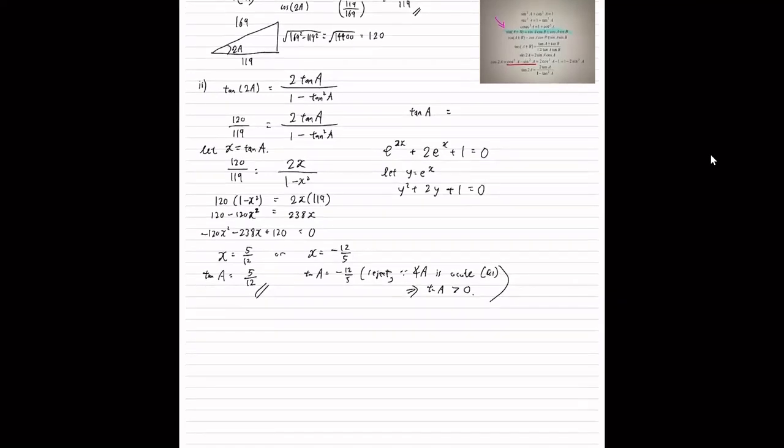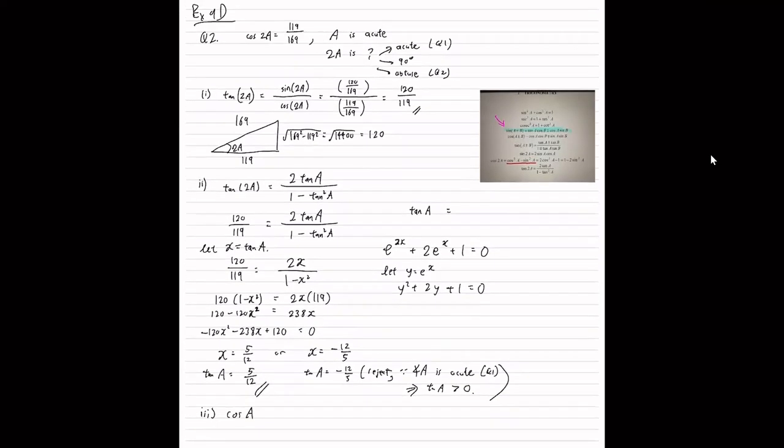Actually, a little bit challenging. How about part 3, cosine single A? So maybe we collate all of the things that we have so far. We got cosine 2A is 119 over 169. We got tangent 2A is 120 over 119. What else do we have? Tangent A is 5 over 12.